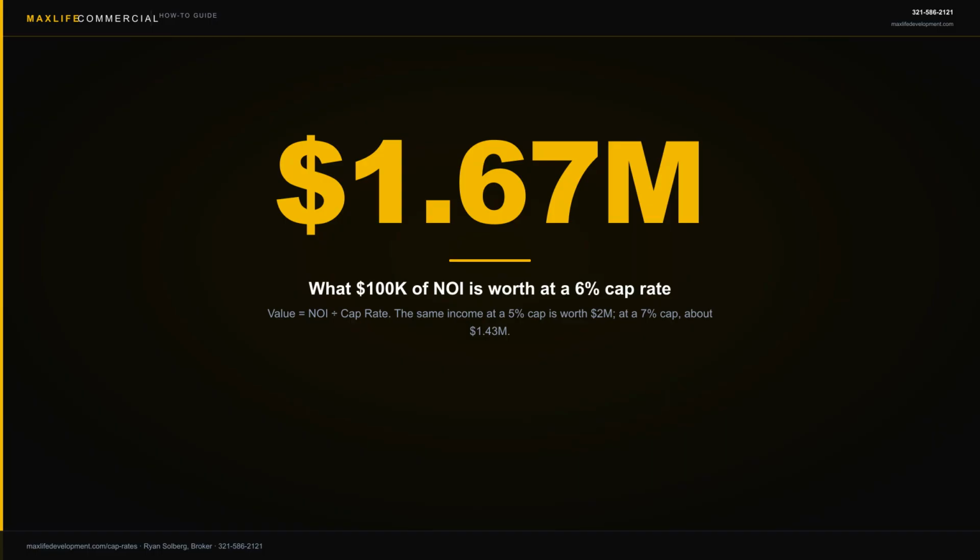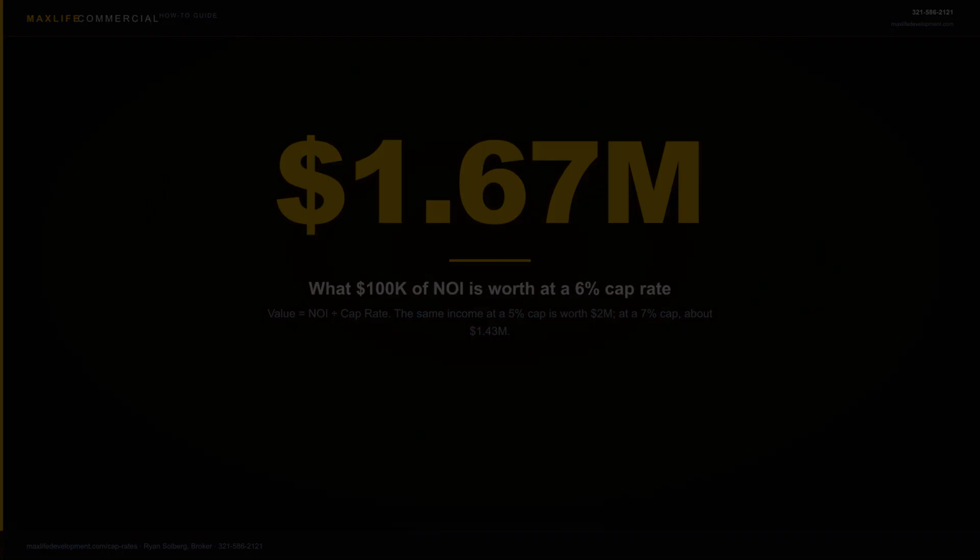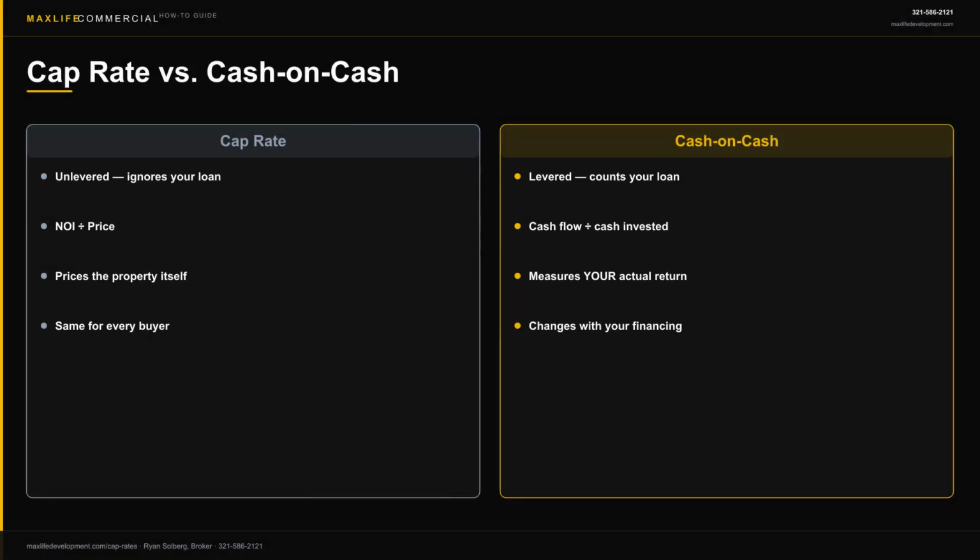Let's put the two side by side, because confusing them is the costliest beginner mistake. On the left, the cap rate. It is unlevered, it ignores your loan, it is net operating income divided by price, and it is the same for every buyer looking at that deal. On the right, cash on cash. It is levered, it counts your loan, it is your cash flow divided by the cash you actually put in, and it changes with your financing. The cap rate prices the building. Cash on cash tells you what you personally earn.